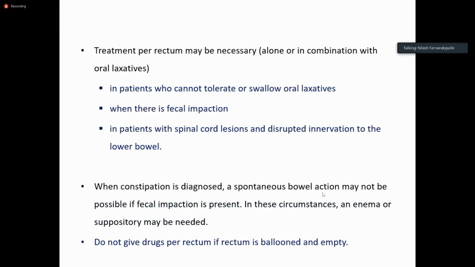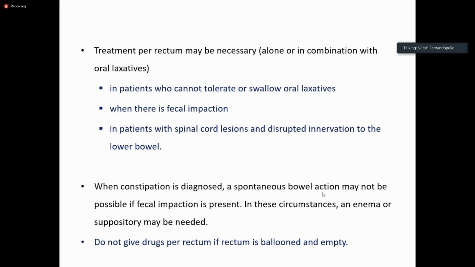Treatment can be per rectum, and may be necessary, alone or in combination with laxatives. In patients who cannot tolerate oral laxatives, you might have to give rectal treatment. Patients who have fecal impaction: if you do a DRE and see lots of stools, giving oral laxatives is not going to be useful. You need to put in a rectal laxative.